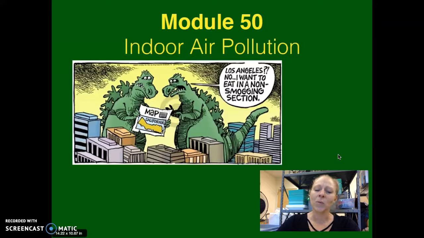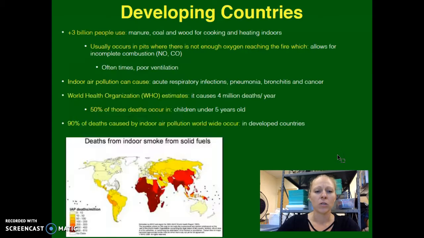Welcome to Module 50. We're going to be talking about indoor air pollution. The greatest amount of indoor air pollution occurs in developing countries. This is because people need to burn products inside for keeping warm or for cooking. People are going to use things like manure, coal, and wood for heating indoors. That's more than 3 billion people warming up and cooking this way and producing indoor pollutants.